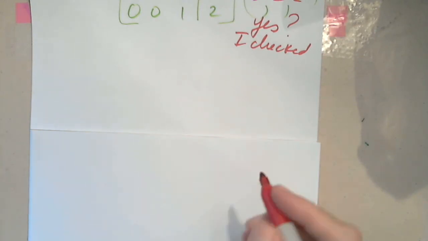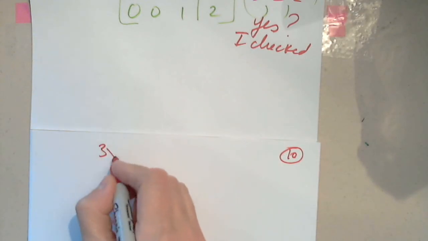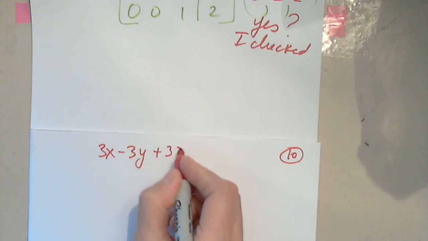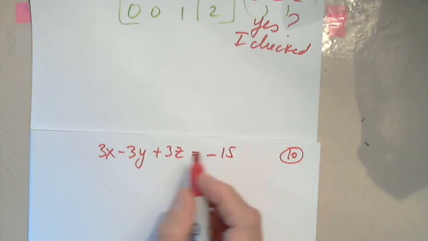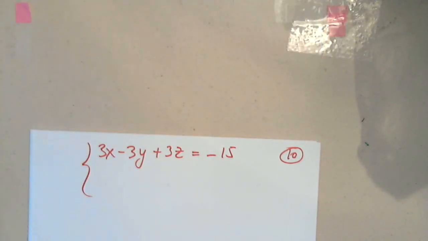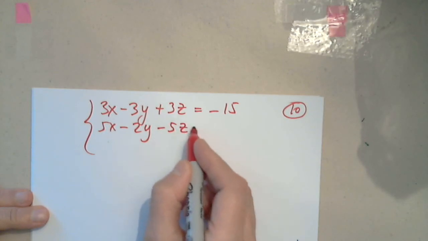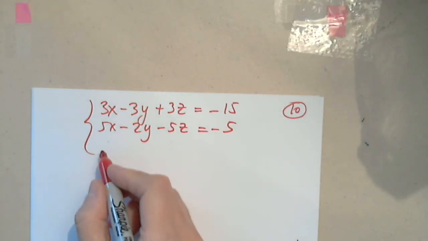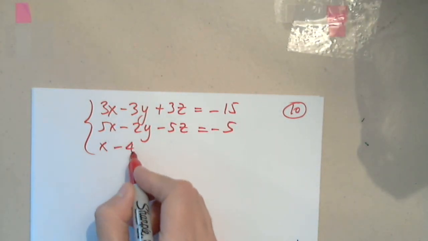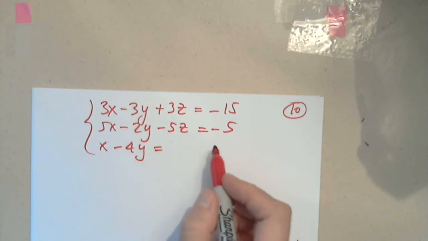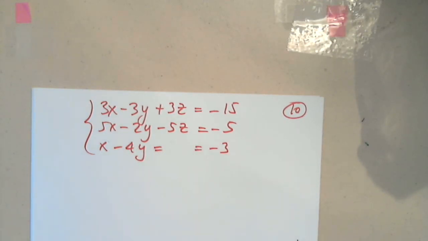All right, so this is question 7 for 6.1 for me. Yes, I'm ready. 3x minus 3y plus 3z equals negative 15. The next one is 5x minus 2y minus 5z equals negative 5. And then the last one is x minus 4y equals negative 3. Very good. Perfect.